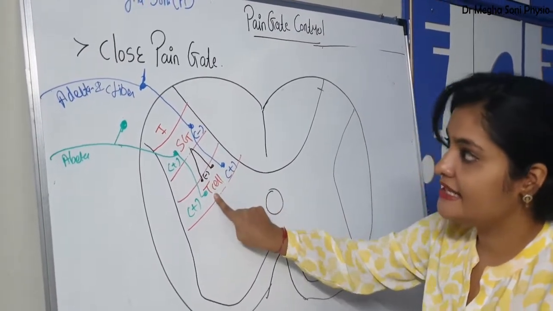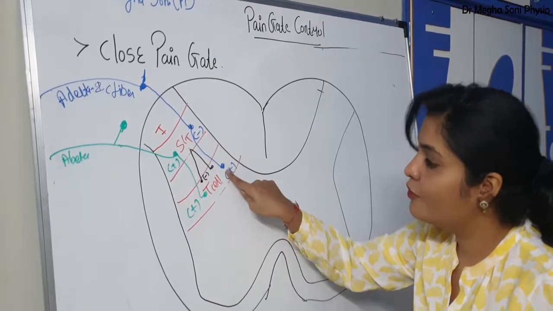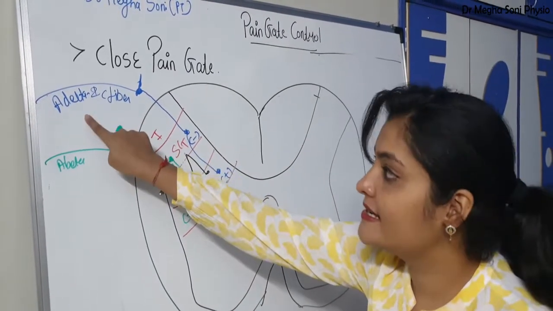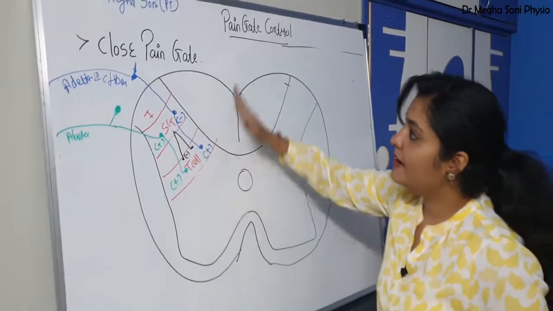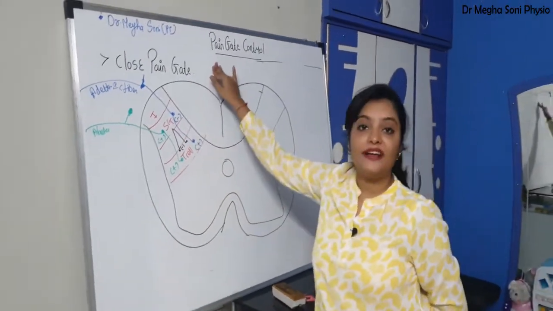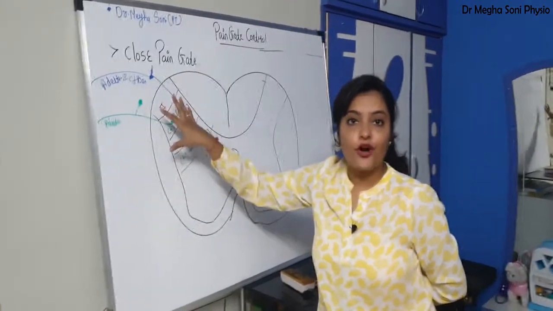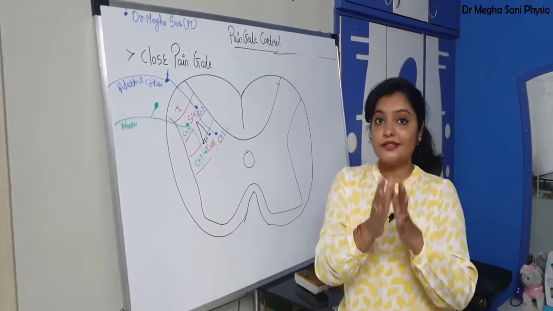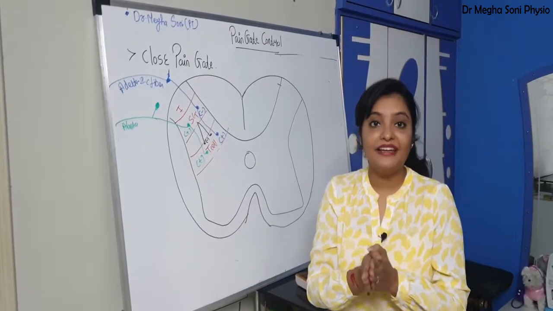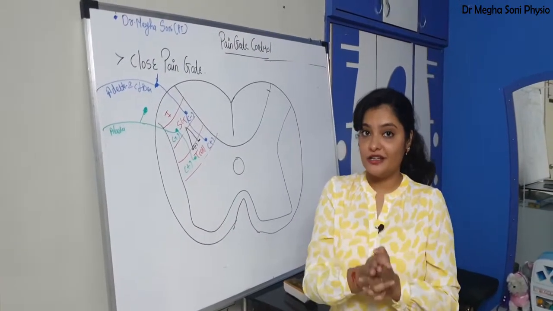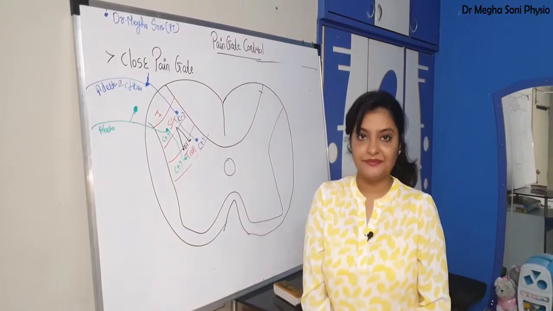It means it inhibits T cell, and at this level this Bahubali stops external forces like A delta and C fiber, and in this way Bahubali protects the Maheshmati kingdom, meaning it protects the brain from this pain pathway. So this is all about presynaptic inhibition. I hope now you understood this mechanism properly.